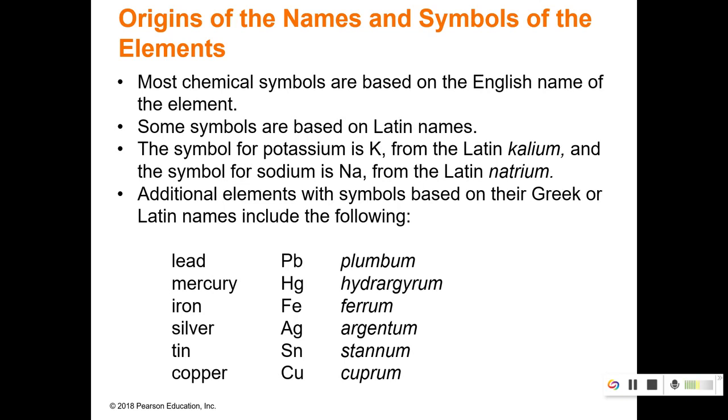Okay, so most chemicals are based on their English names, although some were discovered in other countries, so they got names according to those. So some have Latin names, some have Greek names. There's even some with German names. But if they're weird, it's because they were named in another language and we translated them. Like lead is plumbum, which is why it's Pb. Okay, and iron is ferrum, which is why it's Fe. Things like that.